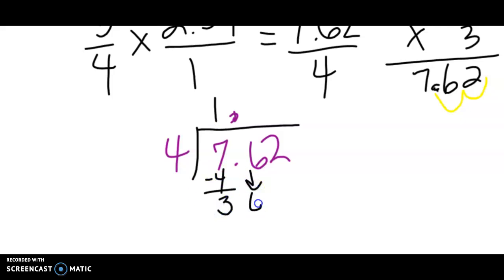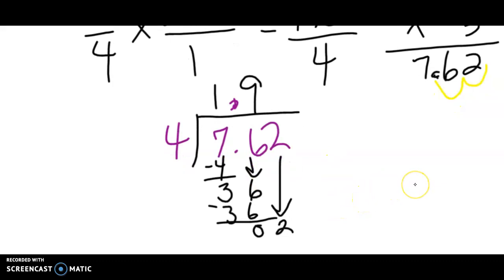I'm going to bring that 6 down. How many groups of 4 can I get out of 36? I can get 9 groups of 4 because I know 9 times 4 is 36. And I'm going to subtract. I get nothing, but I still have this 2. I'm going to bring the 2 down. I can't make a group of 4 if I have 2 things, but I can add a 0 at the end and keep dividing. So now I have 20 things, and I want to make groups of 4. I know I can do that 5 times.